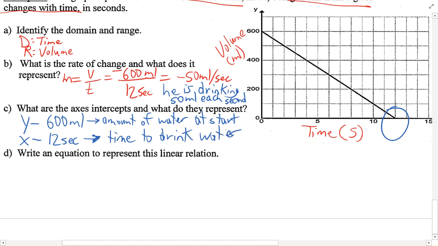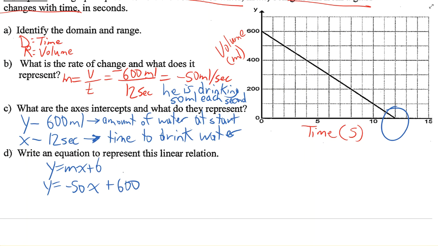Okay. So write an equation, y equals mx plus b. We found our slope, negative 50, and our y-intercept is 600. There we go. Okay, so now we have an equation and we have a function representing this situation.